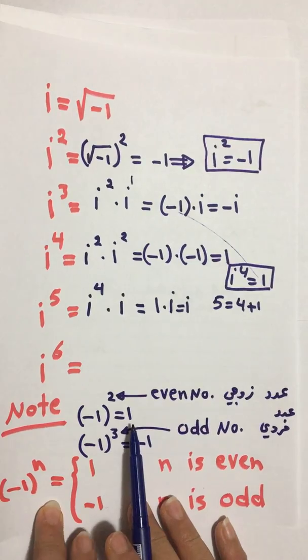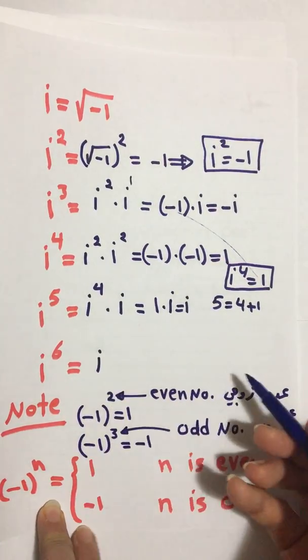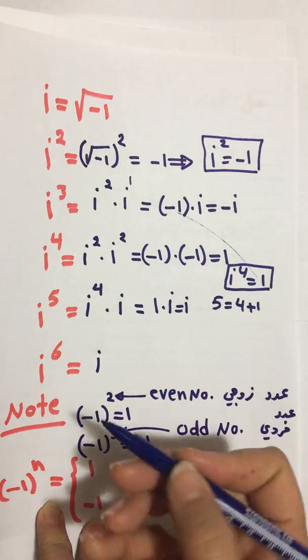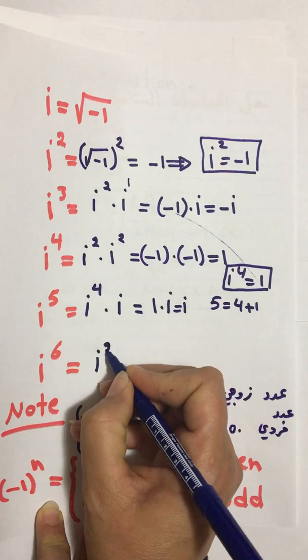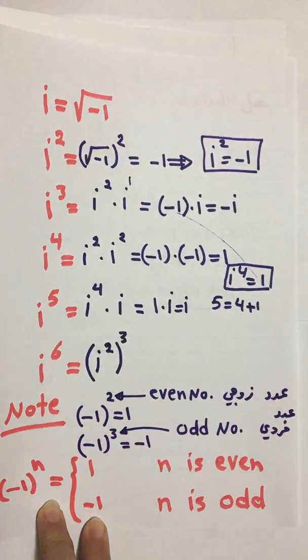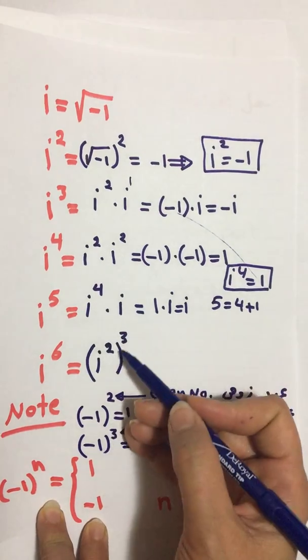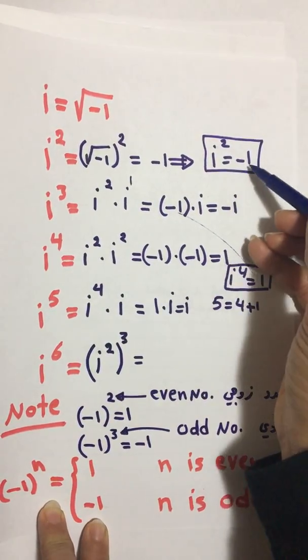i to the power 6. 6 equals 2 times 3. So I can write i squared, and then cubed, because 2 times 3 is 6. i squared is negative 1.